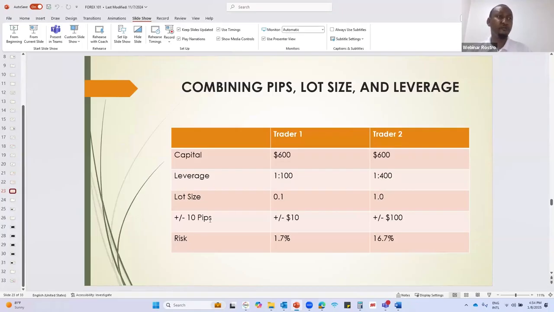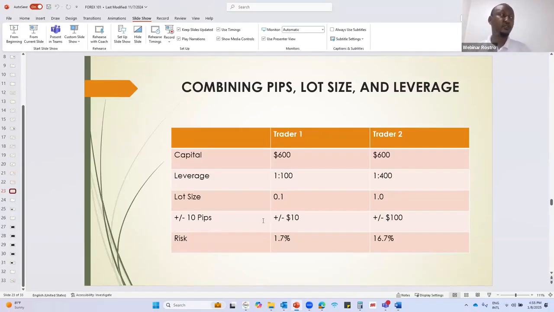We have said that for every plus or minus 10 pips, when you're using 0.1, you'll either make or lose $10. Here, trader 2 using 1.0, a standard lot size, will lose or make $100 for every 10 pips movement. So the risk level, you can see now, trader 1 is within the best recommended risk. Don't risk more than 1 to 2%. Actually, between 1 to 2%. So don't go beyond 2%.